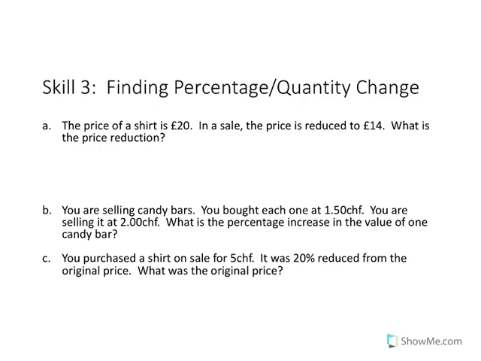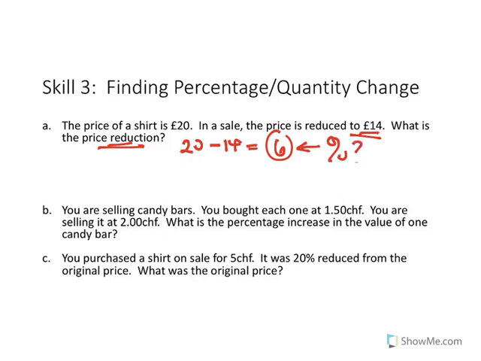So in example A, the price of a shirt is 20 pounds. In a sale, the price is reduced to 14. What is the price reduction? So in this case, we want to figure out how much was actually reduced in percentage. So we know that the shirt was originally at 20 and it was reduced down to 14. So we actually did not have to pay 6 pounds. So what percent is this?